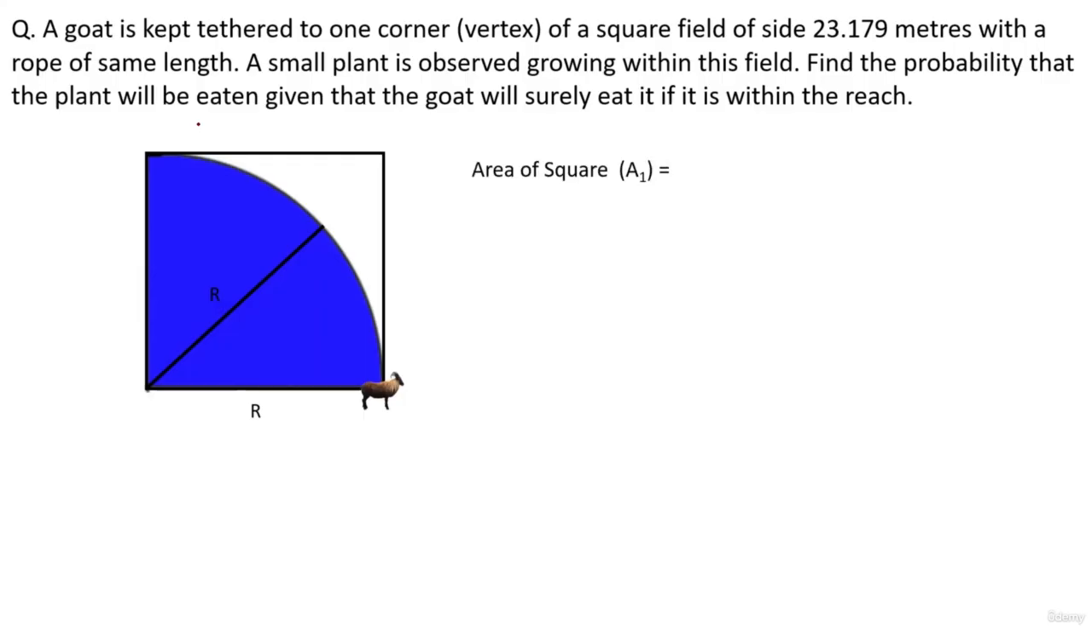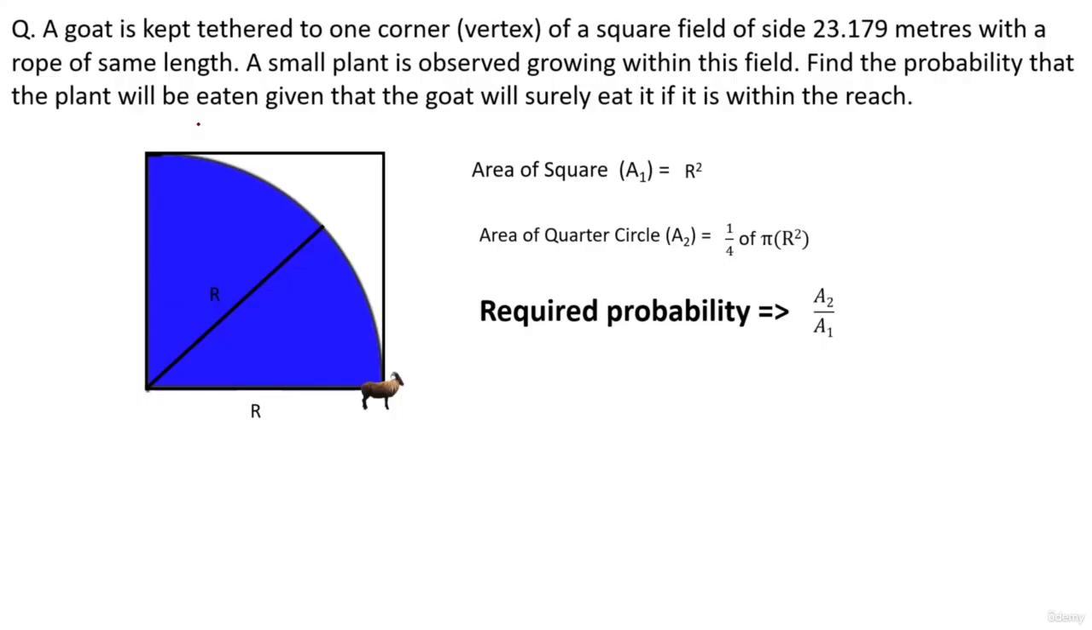I'm giving it as A1. And the favorable region, where the goat will consume this particular plant, will be the area of the quarter circle. I'll call it A2. So the area of the square is nothing but side squared, r squared in this case, and the area of the quarter circle, guys, will be 90 by 360 into pi r squared. You can look at it this way, or it is 1/4 the area of a circle of radius r. So it is 1/4 of pi r squared, and the required probability will be A2 divided by A1. That in this case is 1/4 of pi r squared upon r squared. R squared cancels. The required probability is 1/4 of pi, which is pi by 4.